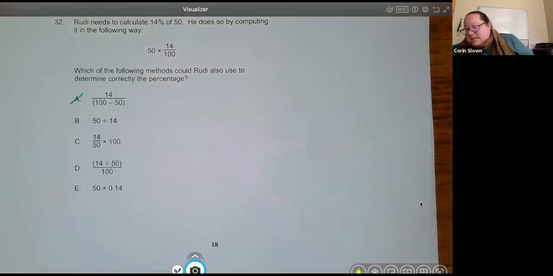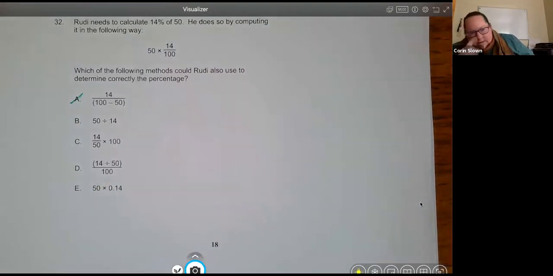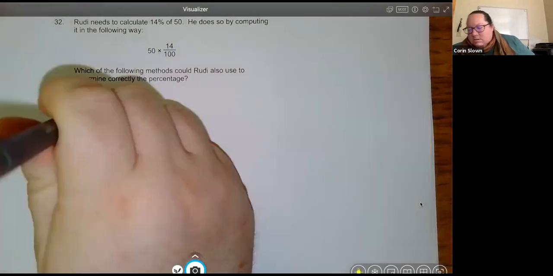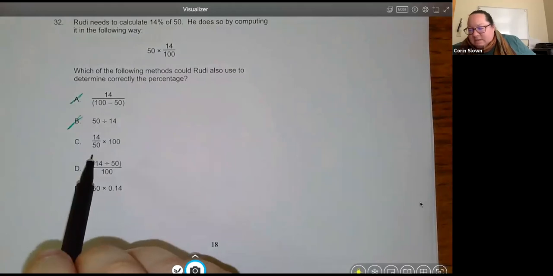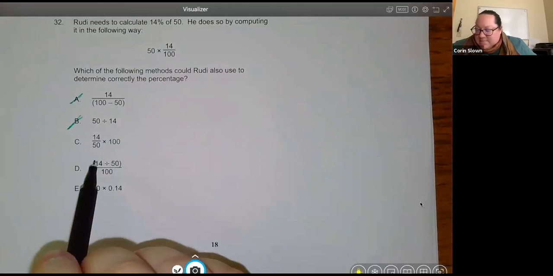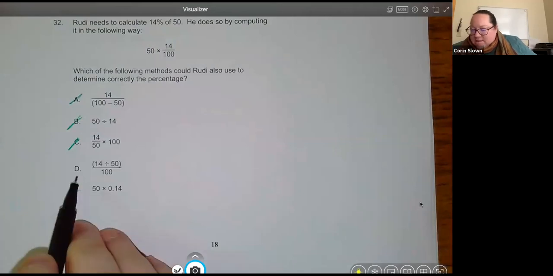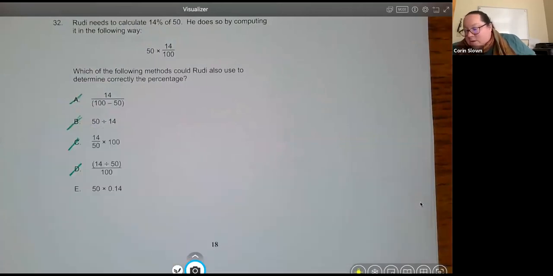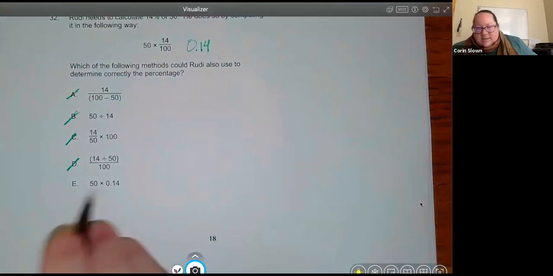The reason we know it's not an option is because 100 minus 50 is not the same as the expression that we see here. Right? If we look at 50 divided by 14, that neglects the 100, so that's not an option. And if we looked at C, it's not 14 out of 50 times 100. So that's mixing up. That's not the correct expression. And D is not the correct expression because it's not 14 divided by 50. That's not an option either. But we know that 14 divided by 100 is the same thing as 0.14. So 50 times 0.14 is the correct expression.